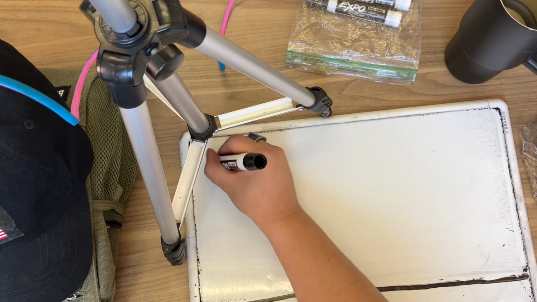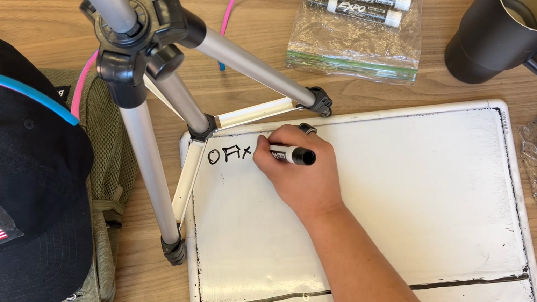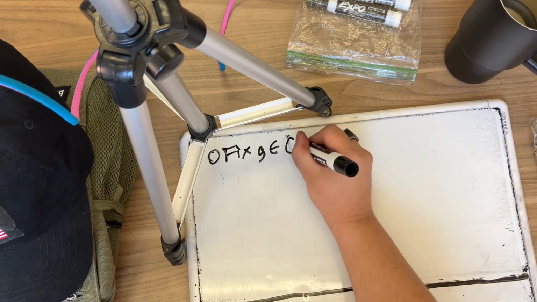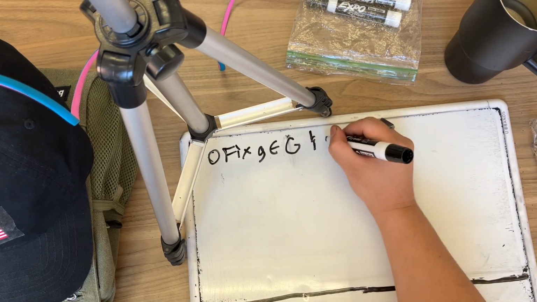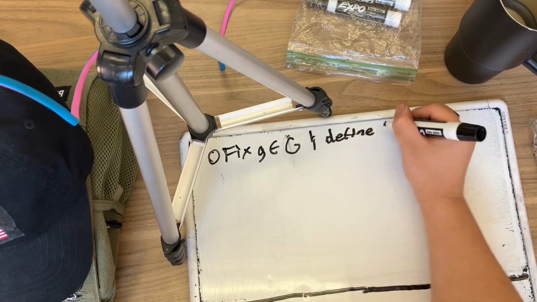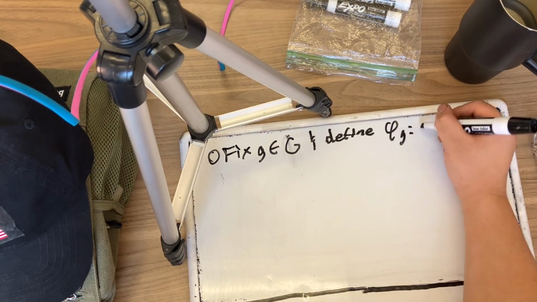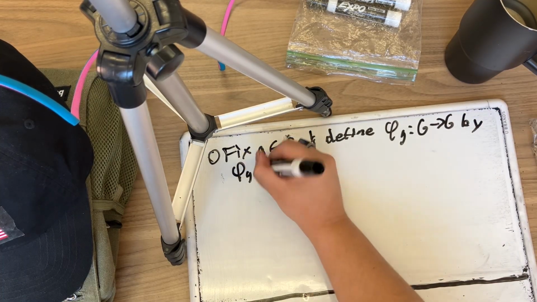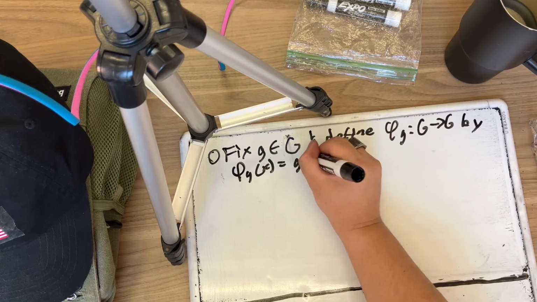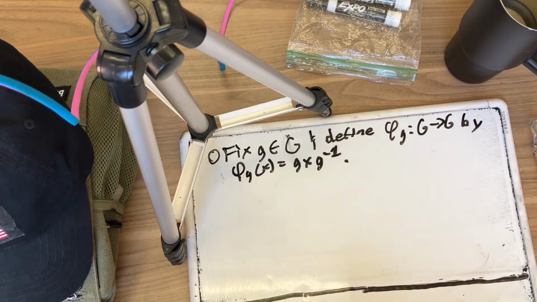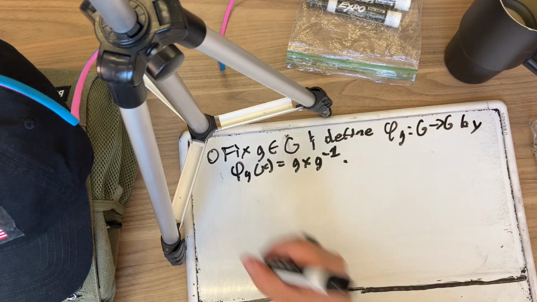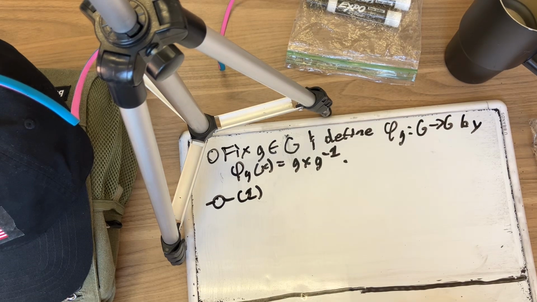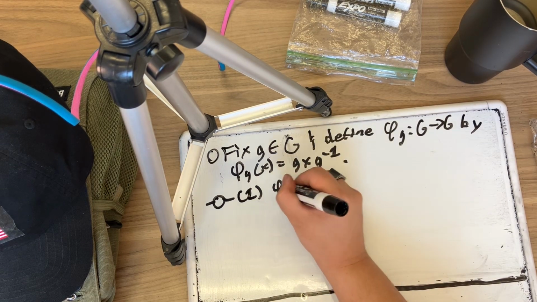But getting back to the subject at hand, let's fix g, an element of big G, and let's define phi of little g to be the map from big G to big G by phi of little g of x is equal to g x g to the negative 1. Okay? So for part one, what do we want to do? We want to show that phi sub g is an automorphism.